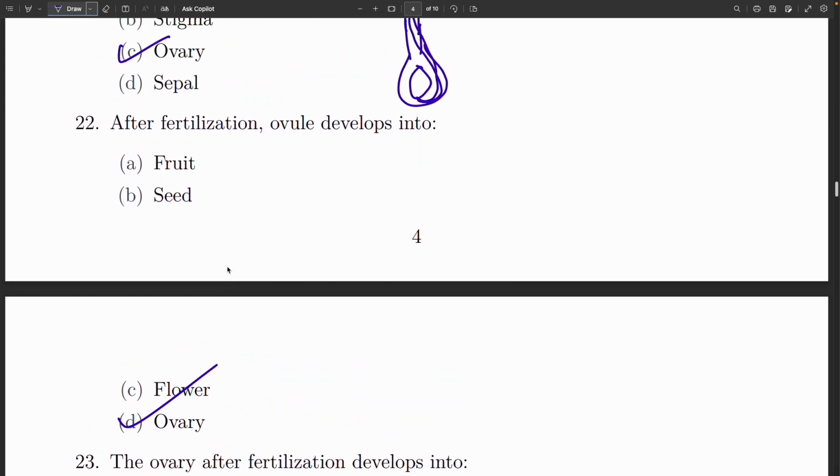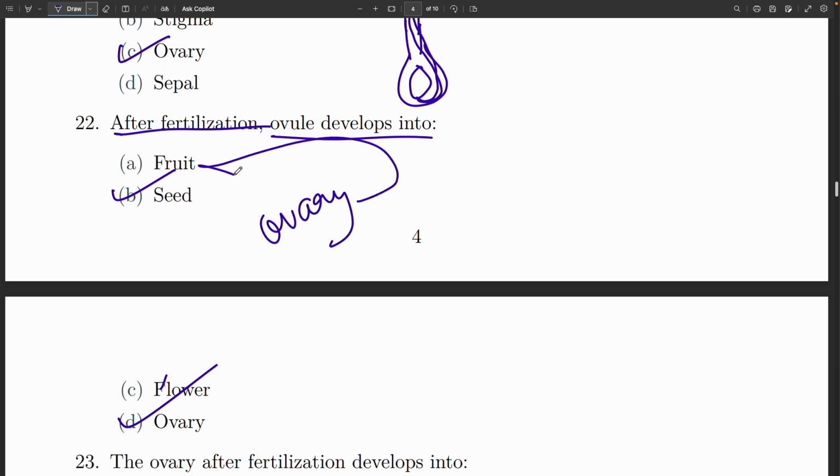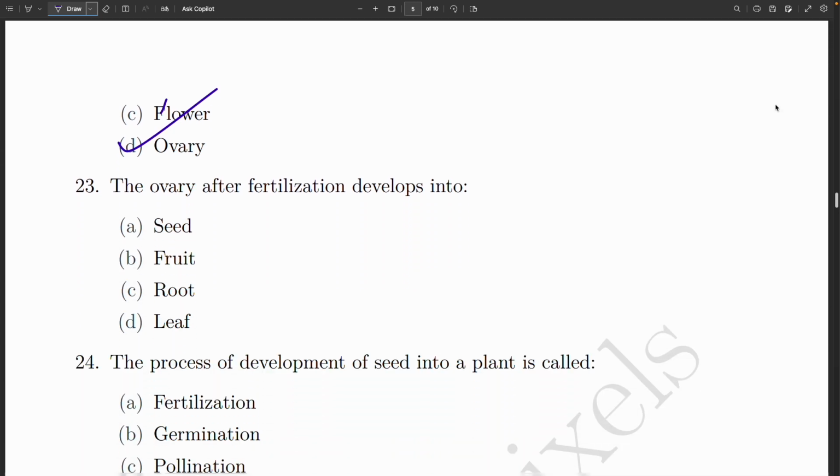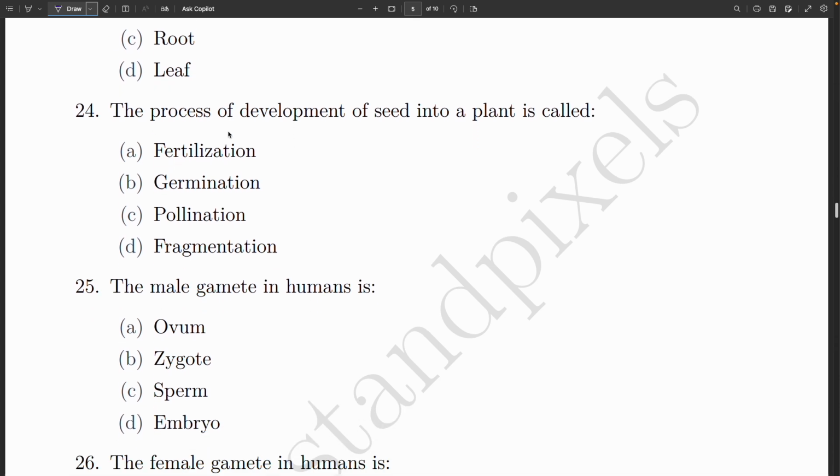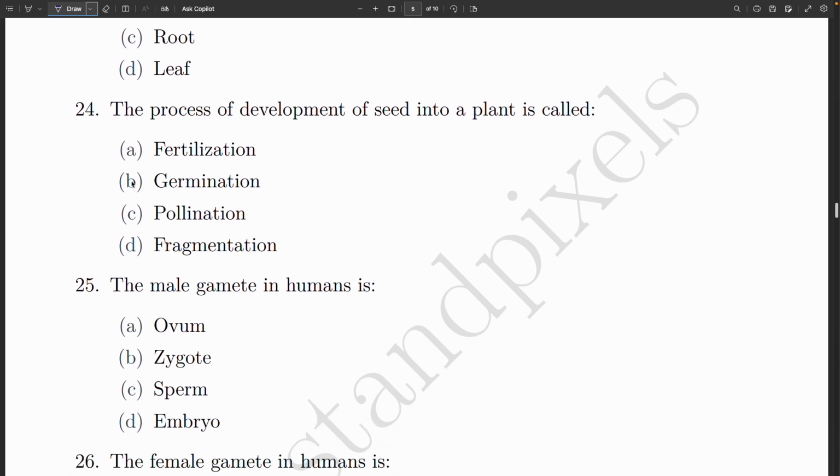The question says, after fertilization, ovule develops into... So ovule develops into seed. Now your ovary develops into fruit, because fruit is what? Your ripened ovary. So take care of that thing. Now ovary after fertilization develops into fruit. The process of development of seed into a plant is called germination.